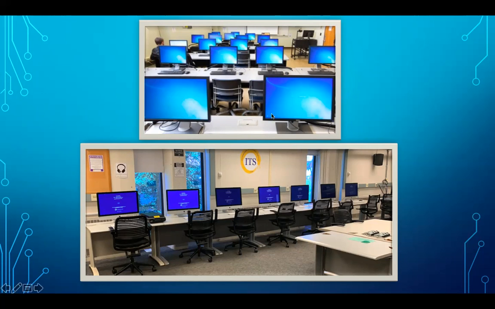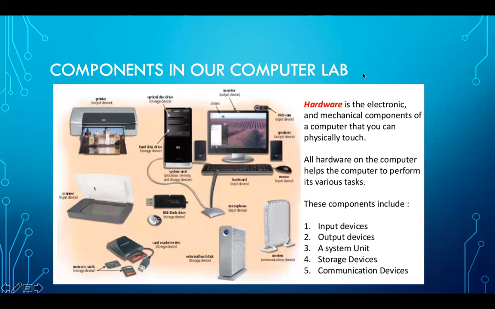computer system. This is an image of your computer lab, and maybe you have something bigger than this. This is a small lab, and you can see computers, monitors, a scanner, and some connecting device like a router, and chairs and tables. These are the components in a computer lab. The first thing is hardware. Hardware means whatever you can touch physically and see.